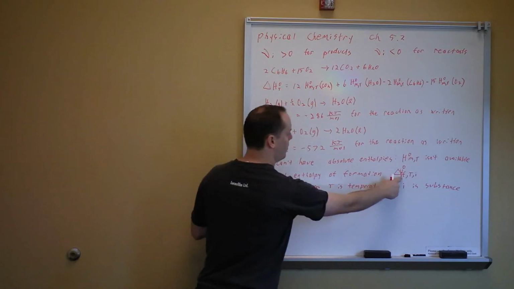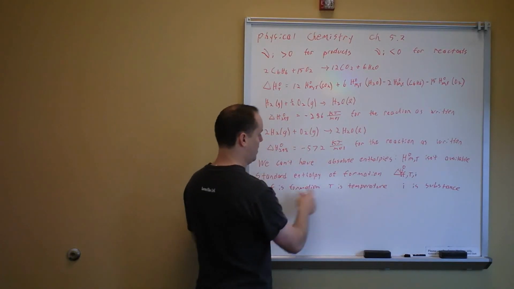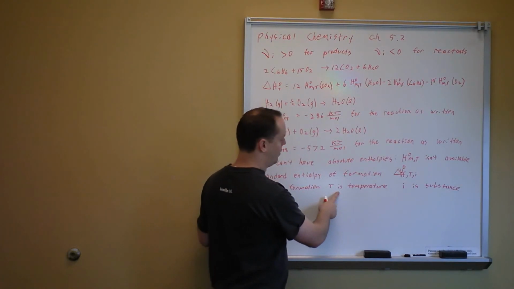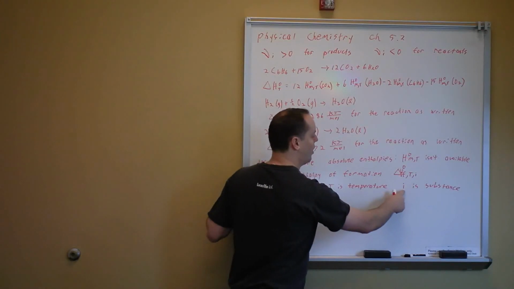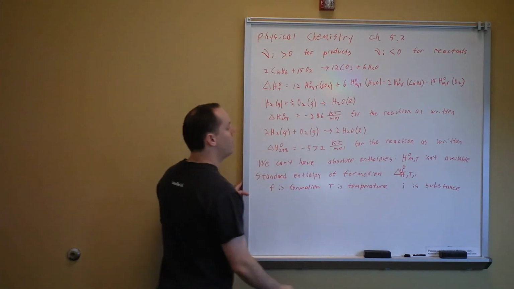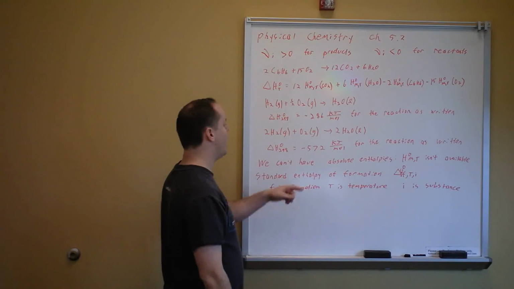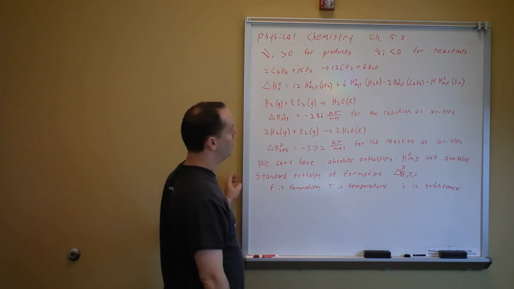So remember, the F means formation, because it's the enthalpy of formation. The T is at temperature, whatever temperature you're working with. So I is for your substance, like carbon dioxide, water, or whatever. And of course, the knot is your standard state, which is currently 1 bar.